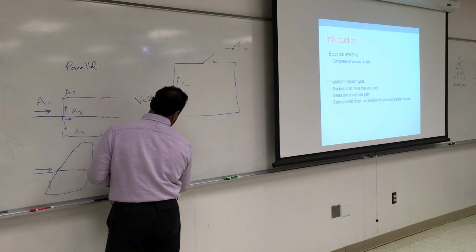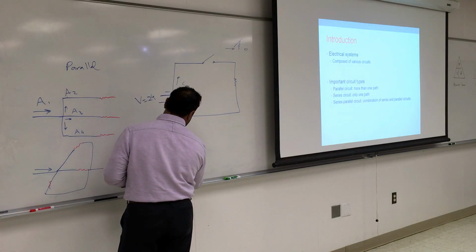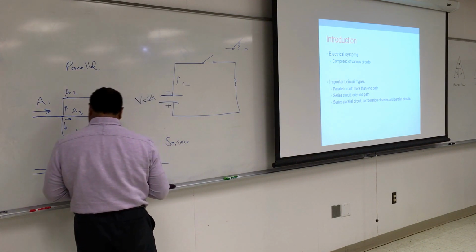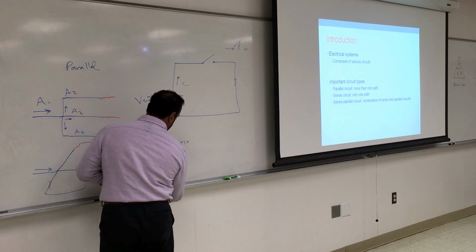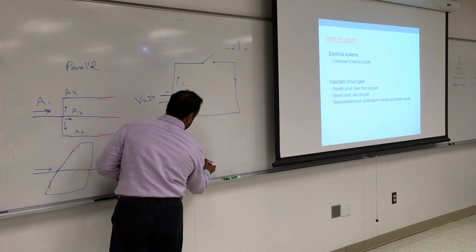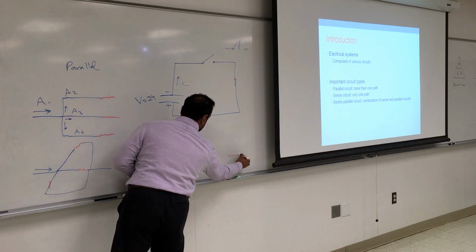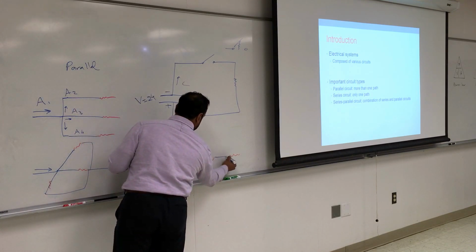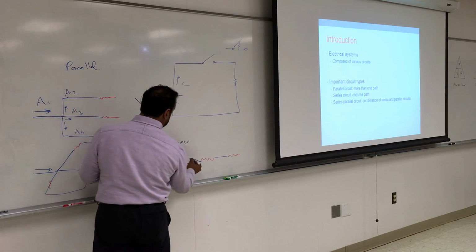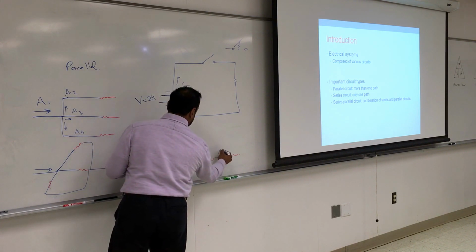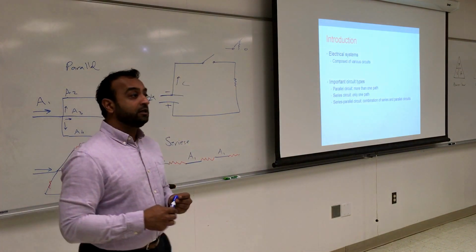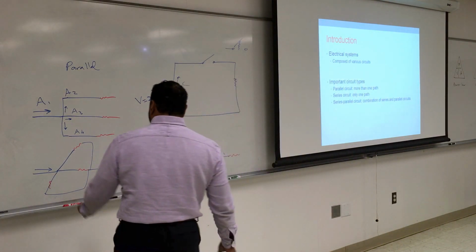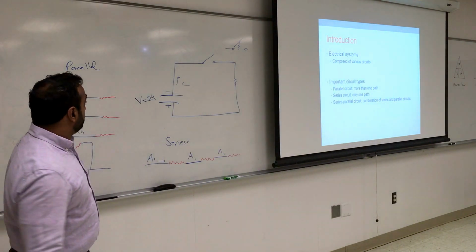And in series, well, one path, A1, that will go through 1, 2, 3. Same thing, and same current. We'll keep following only one path. Any question about that? So what do you think a combination will look like?